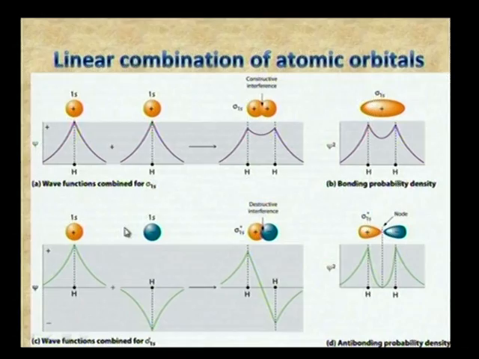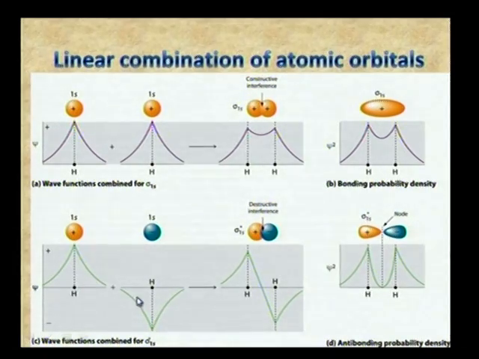Then what is destructive interference? Here two electron waves are combining in different phases with different signs, and when these two electron waves combine, destructive interference is formed. This destructive interference results in the formation of anti-bonding molecular orbital. As we already know, anti-bonding molecular orbital has a node between the two nuclei and it has higher energy and lower stability.